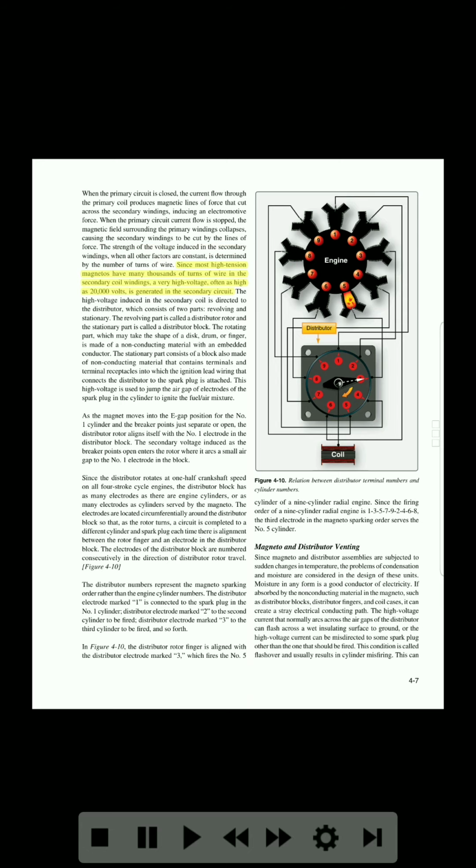Since most high-tension magnetos have many thousands of turns of wire in the secondary coil windings, a very high voltage, often as high as 20,000 volts, is generated in the secondary circuit. The high voltage induced in the secondary coil is directed to the distributor, which consists of two parts, revolving and stationary. The revolving part is called a distributor rotor, and the stationary part is called a distributor block.